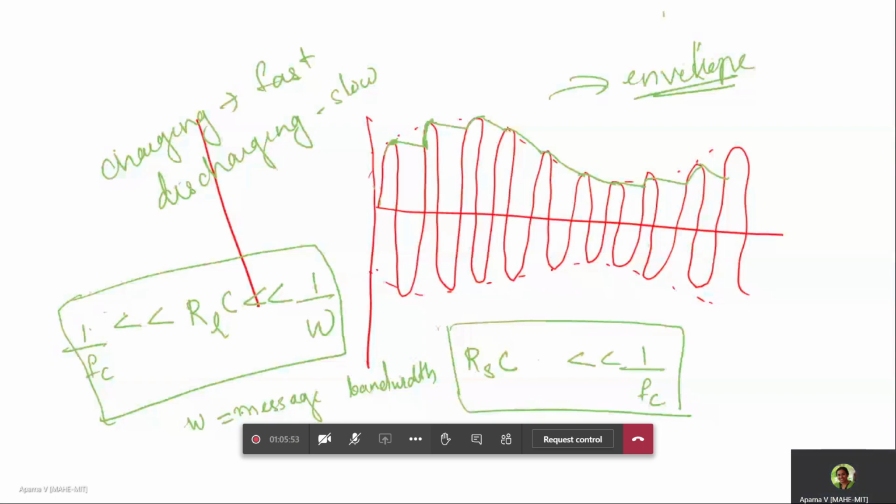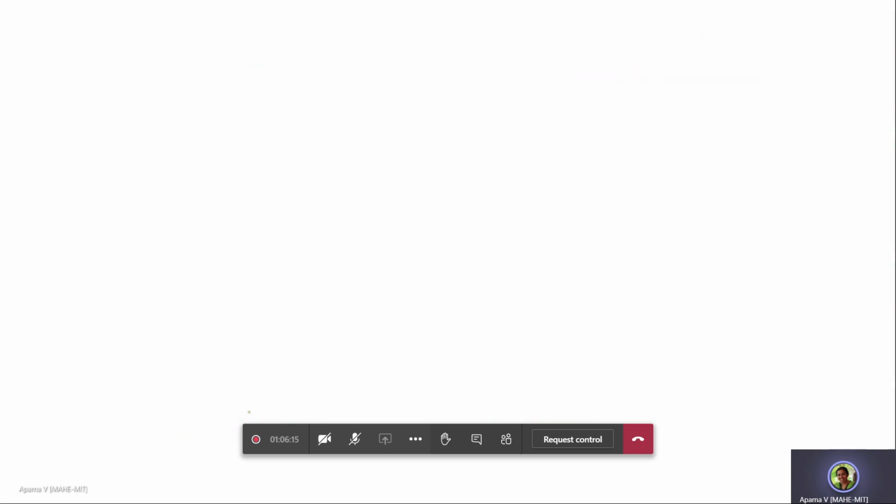That means the charging time should be as fast as the carrier, and the discharging time should be slow compared to the modulating signal, the frequency of the modulating signal. So this is envelope detection.